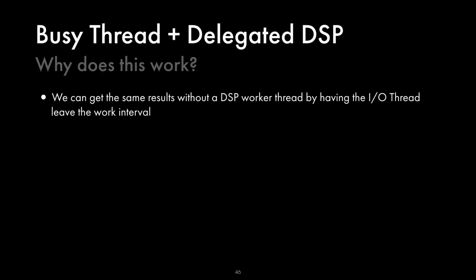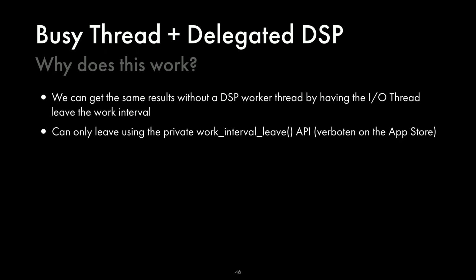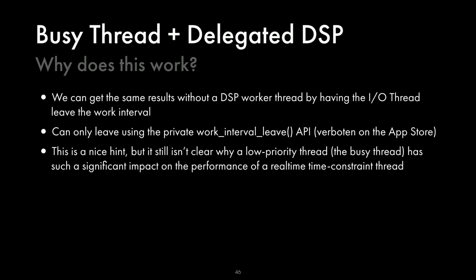The question is, why does this work? I've done some experiments and noticed that by using the private work interval API and actually leaving the work interval from the I/O thread, which is verboten on the App Store, so it's just an experiment, we can get similar results. So that means it is the work interval that's causing this. It's still not entirely clear why having the busy thread affects the higher priority worker thread so much. So it could change in a future scheduler.